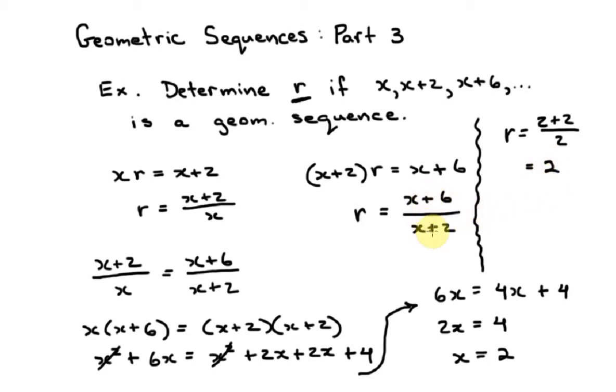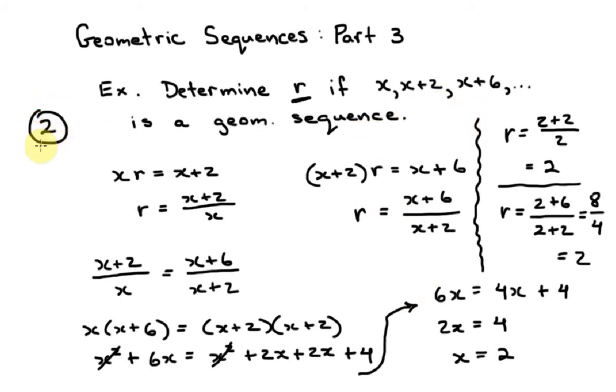Now let's confirm this is doing the same thing. This is just to check and convince you that either would be fine. 2 plus 6 divided by 2 plus 2 looks like 8 divided by 4, and yes, that also equals 2. So either way you calculate r, it turns out that the value of r is just 2. So now that is done. The answer is 2, 2 it is for r.